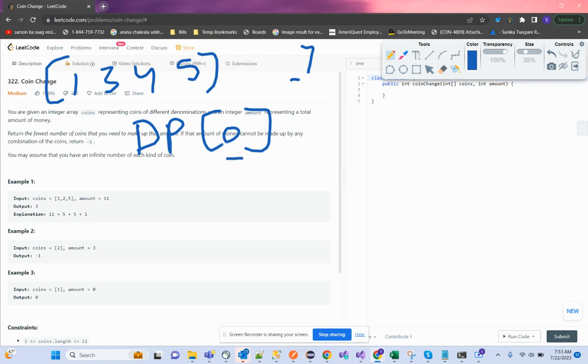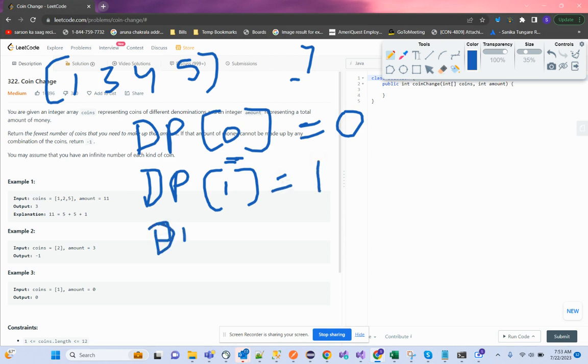See, if I want to make an amount of 0, how many coins do I need? 0 coins, right? No coins. If I want to make an amount of 1, DP of 1, which coins are needed? Do I need the 5 coin? No, because the amount is 1, right? Do I need 4? Do I need 3? I need only 1. So I need a 1 coin.